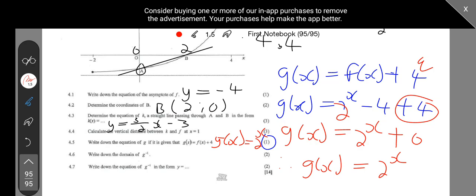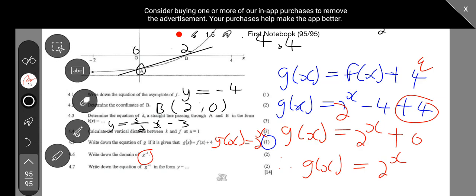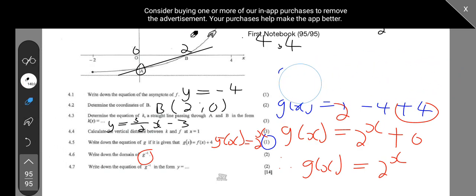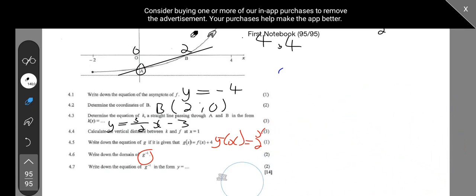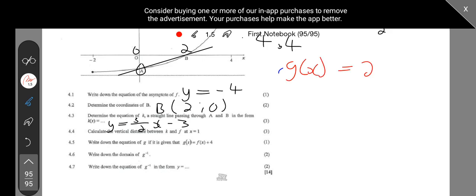Then 4.6, write down the domain of the inverse of g. Okay. So g to the power of minus 1 stands for the inverse. Remember, I've shown you a notation for the inverse in one of the lessons. So our g of x, we say is given in the form 2 to the power of x. Okay.